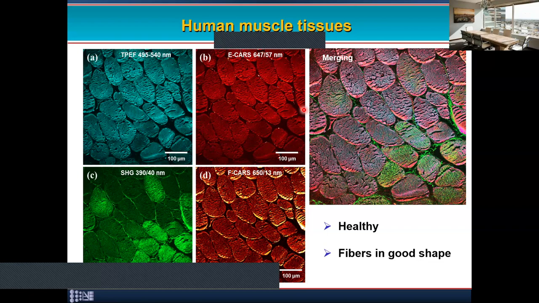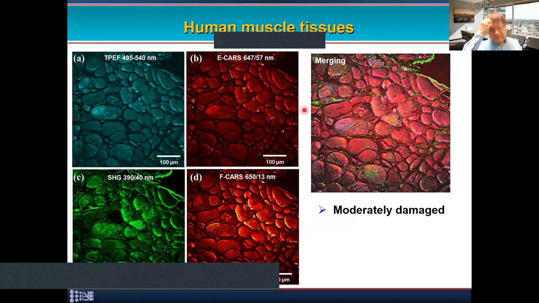So we use CARS, and from just one image, we can take out different chemical types of the muscle. CARS is showing the fat, and the second harmonic generation is showing the fibers of the muscles. And the two-photon excited fluorescence shows the proteins of the muscle. So we have different chemical information obtained by this system, not only the morphology of the muscles. And this one is damaged.